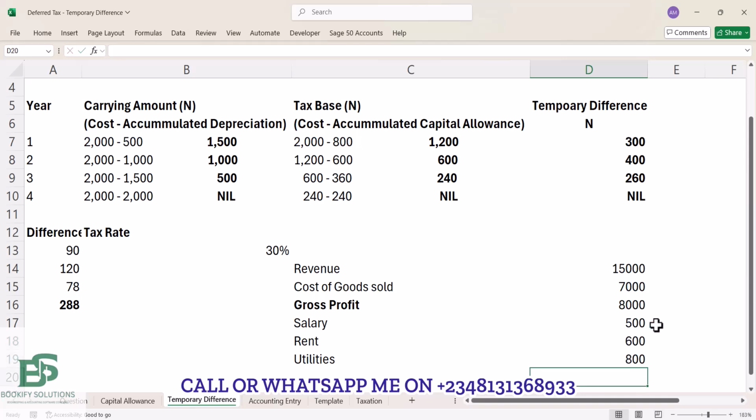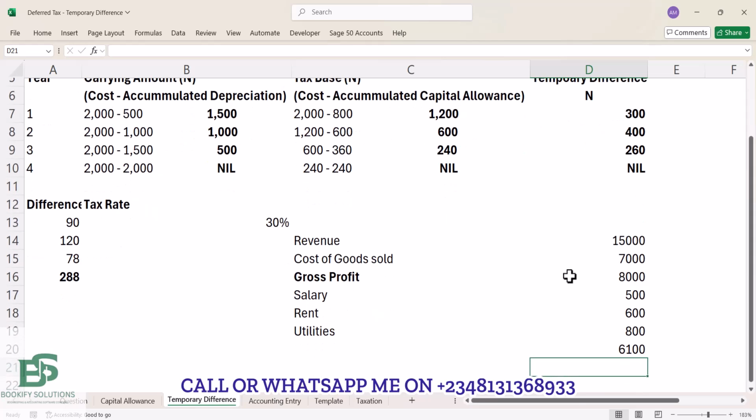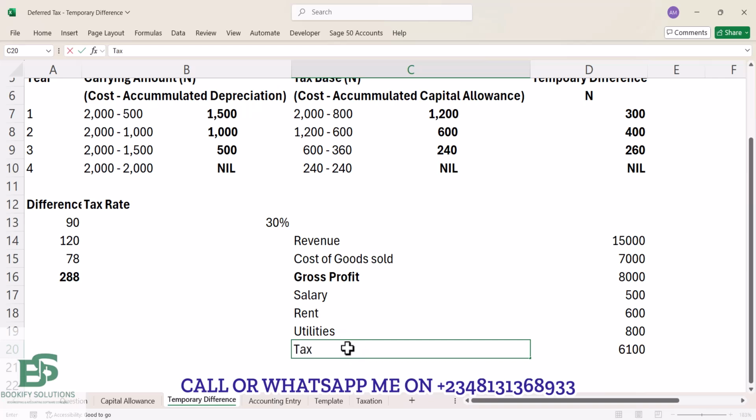So at the end of the day, they say you must reduce these values from here. So I just want to do it small so I can understand: equal to, minus this one, minus this one, minus this one. So it means at the end of the day, 6,100 is what they will charge you on. What is the charge? For their tax, they say they will charge 30% on what remains. So you do 30% of what remains: equal to 30% times 6,100.